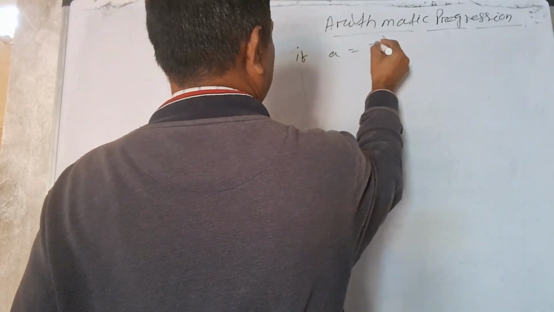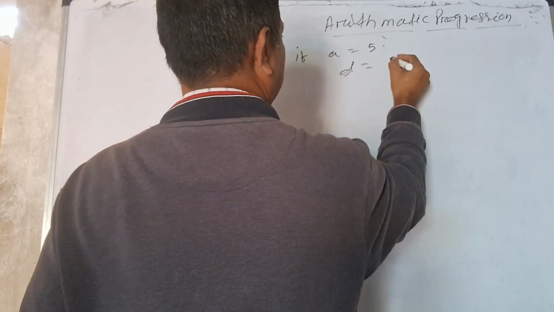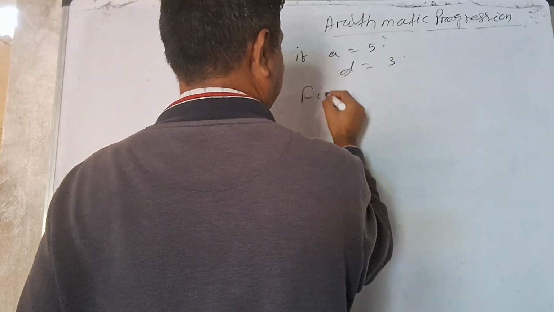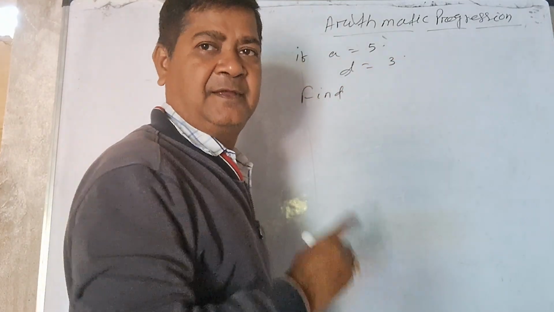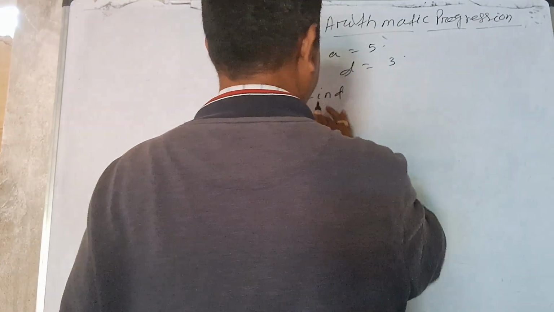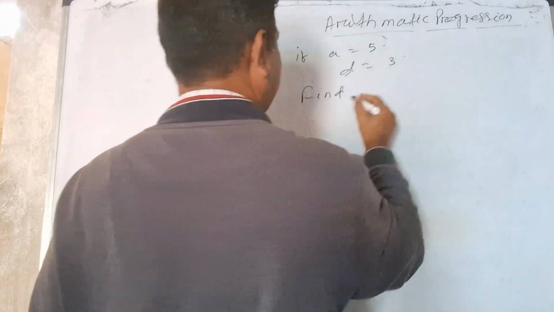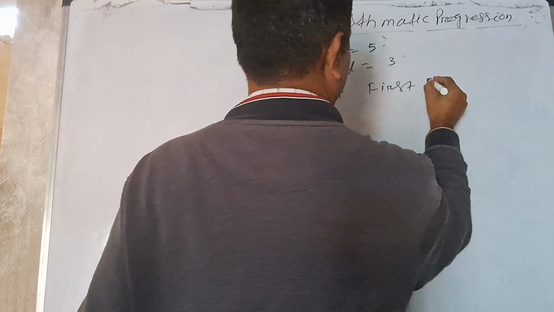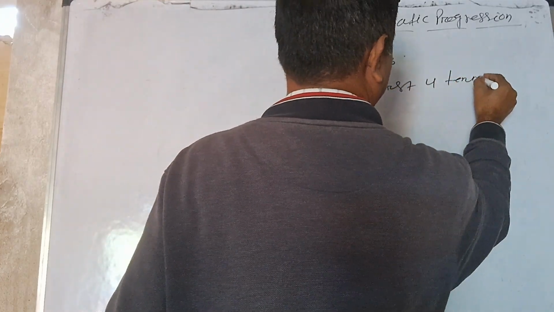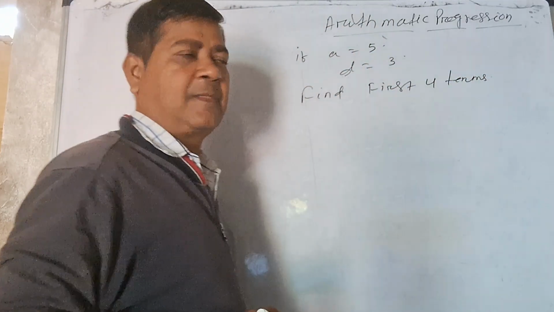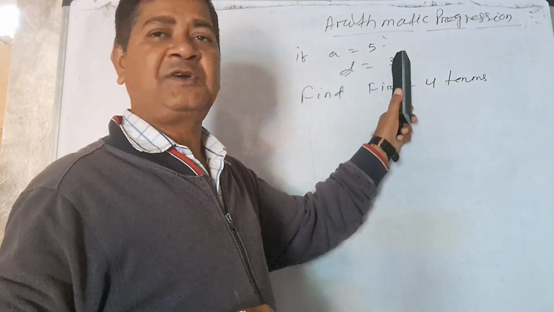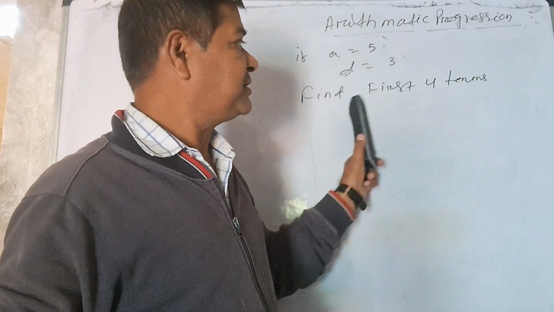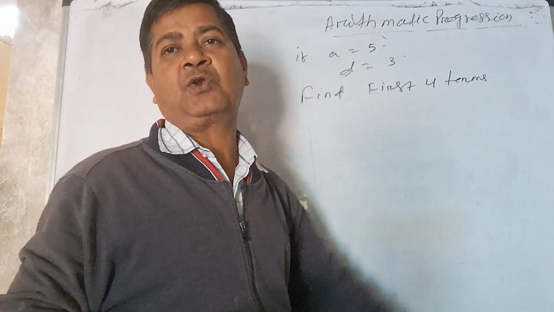If a equal to 5, d equal to 3, find the first 4 terms. It is a mathematical problem, try to solve it. A is given 5, d is 3. So, find first 4 terms.